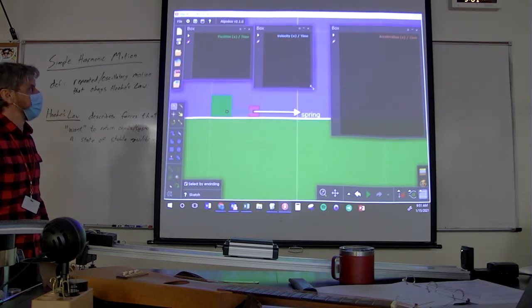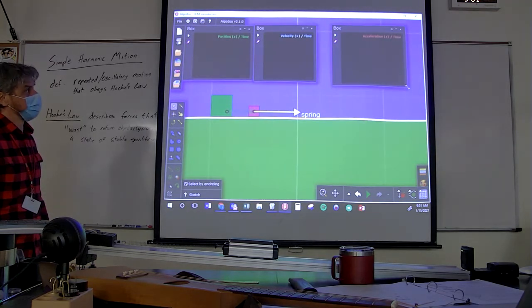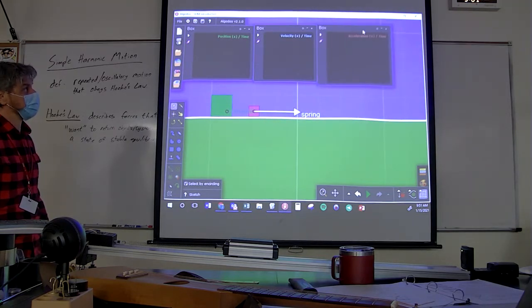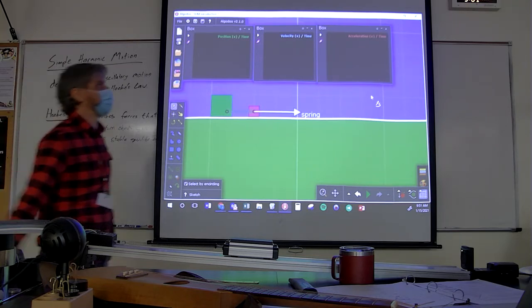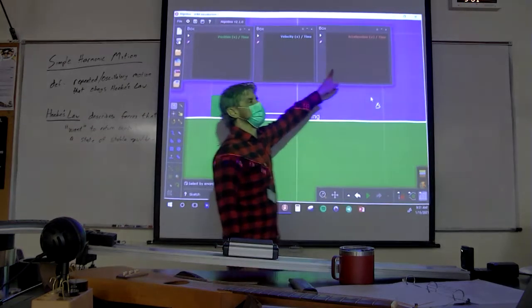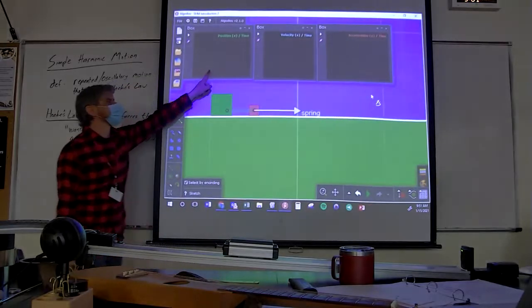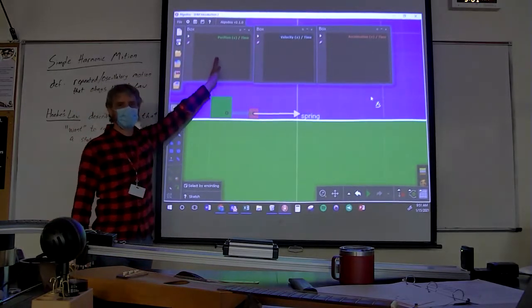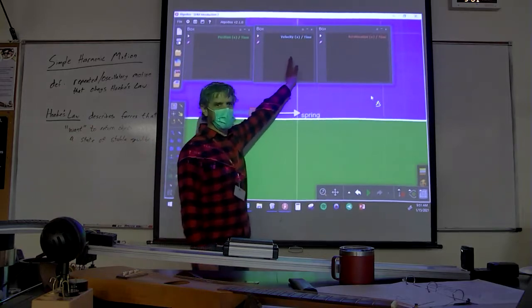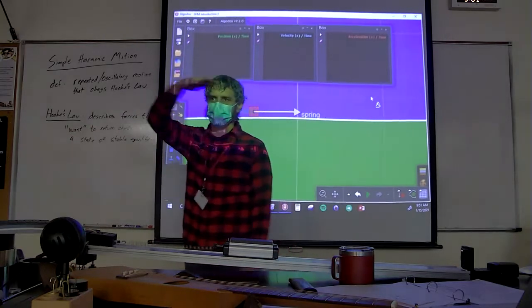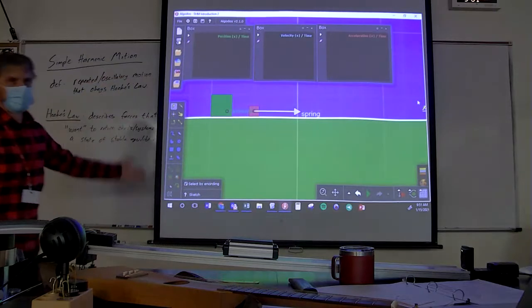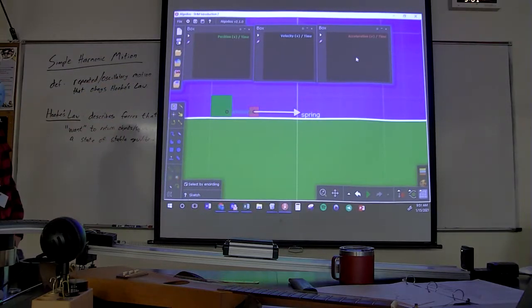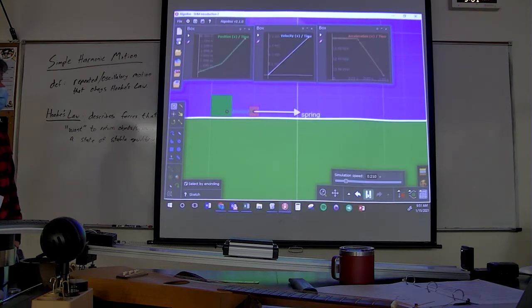Because if I plot the motion graphs for an object that is accelerating uniformly, the position versus time graph is a parabola, the velocity versus time graph is linear, and the acceleration versus time graph is a horizontal line. If I wanted to plot the position, velocity, and acceleration graphs, position versus time, velocity versus time, acceleration versus time, for a simple harmonic oscillator, this is what I get.